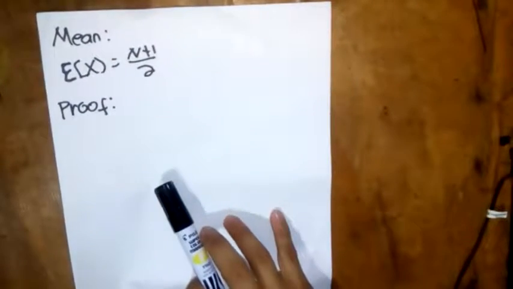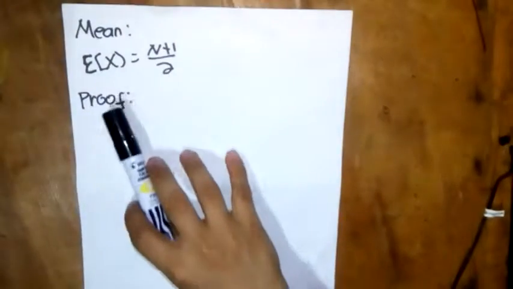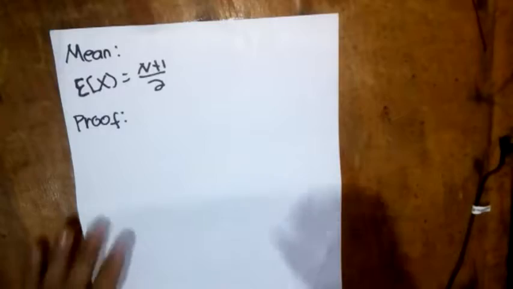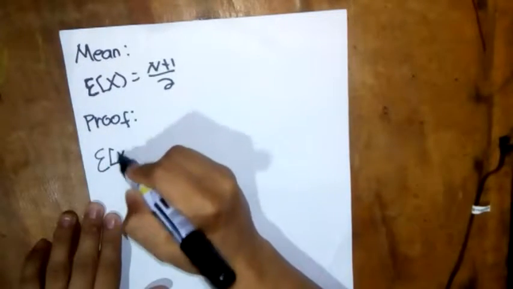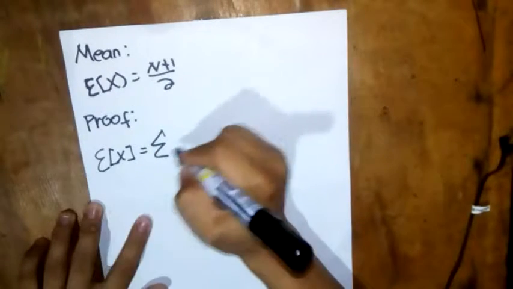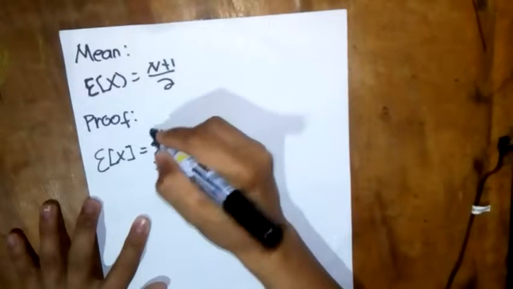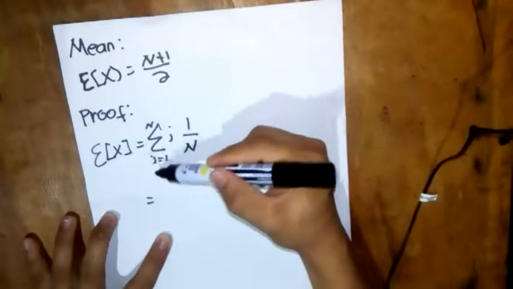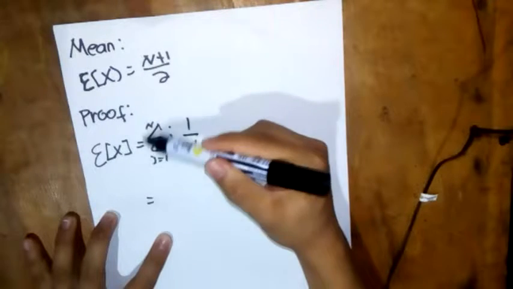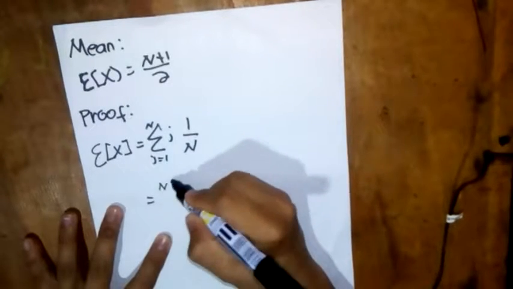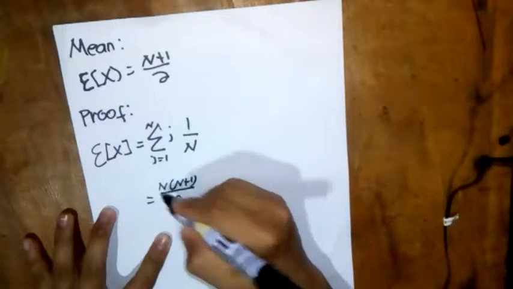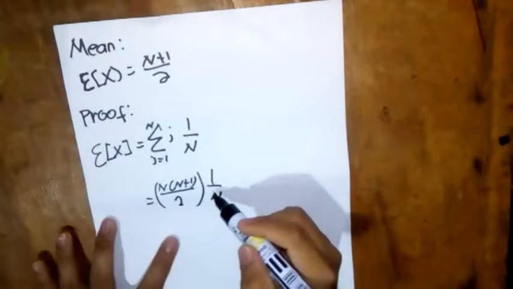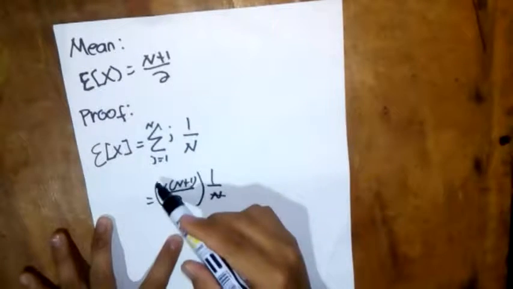Here, we are going to prove that the mean, or the expected value of x, is equal to n plus 1 over 2. So the expected value of x is equal to the summation of j, where j starts from 1 up to n, times 1 over n. If we recall from our previous statistics subject, this is equal to n times n plus 1 over 2 times this one, 1 over n. Now it is clearly seen that we're going to cancel this one.